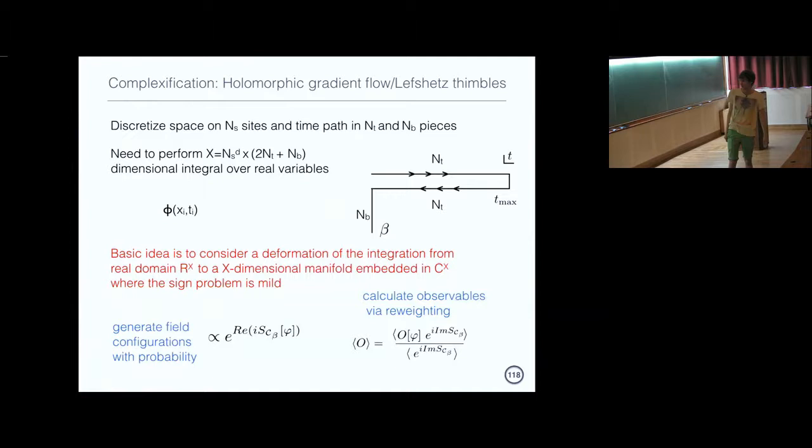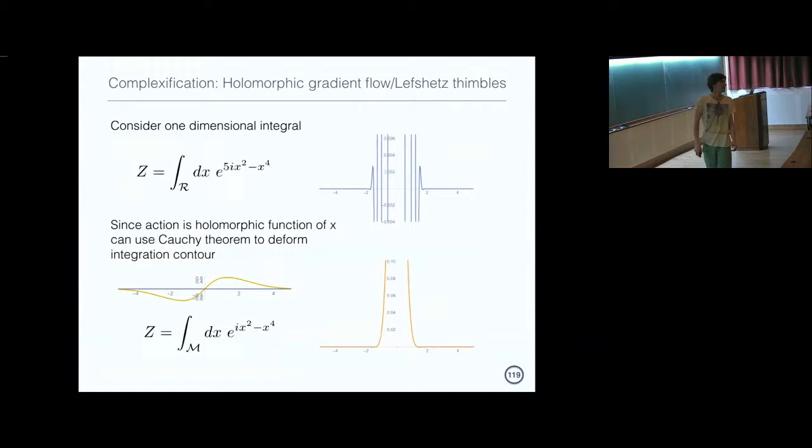And so what we would then do is generate field configurations with a probability on that manifold, and take the phase into account in the second step, doing what is called a reweighting calculation. So we would weight every observable that we measure with its associated phase factor, and this would be divided by the average of the phase factor. Now, this is best understood with the help of an example, okay?